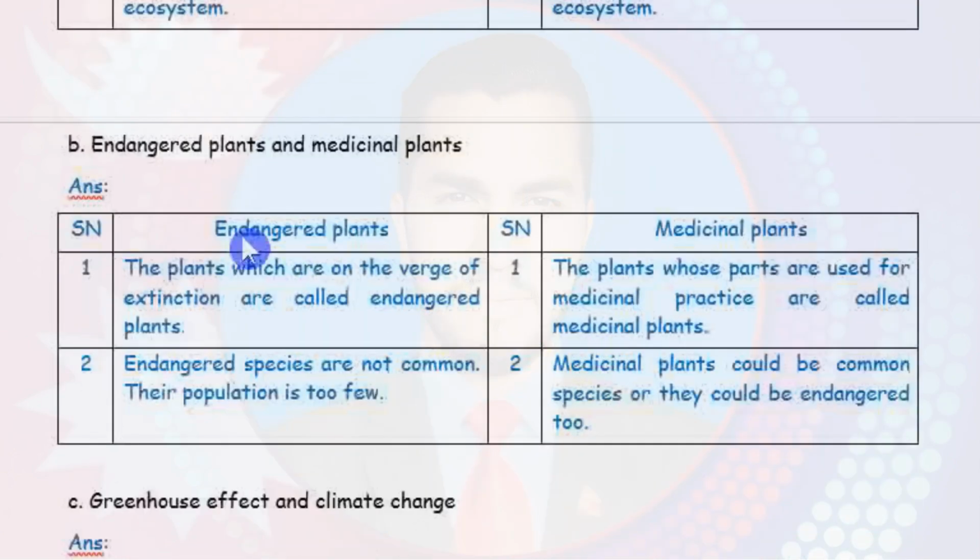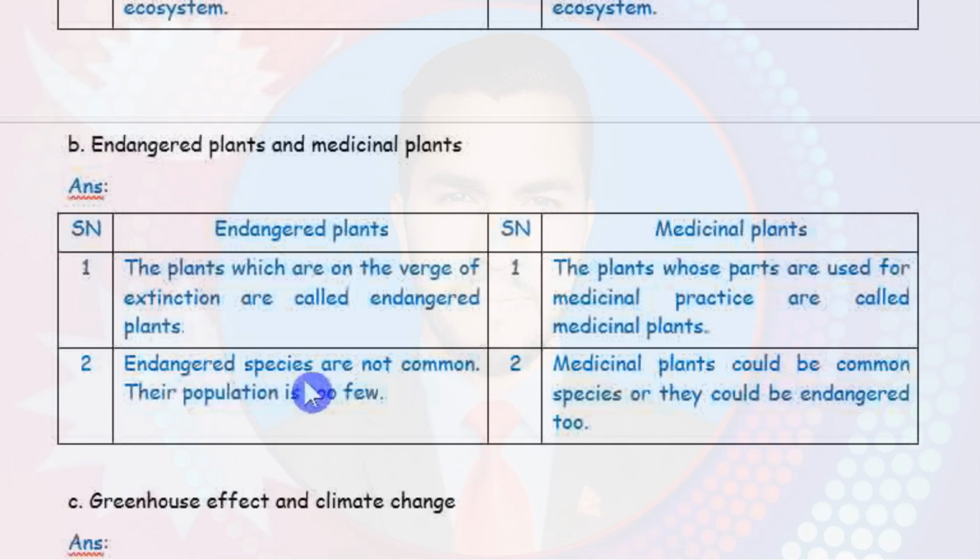Now, B, endangered plants and medicinal plants. Look at the table. Endangered plants, number 1: the plants which are on the verge of extinction, which are going to be extinct in the near future, are called endangered plants. Medicinal plants: the plants whose parts are used for medicinal practice are called medicinal plants.